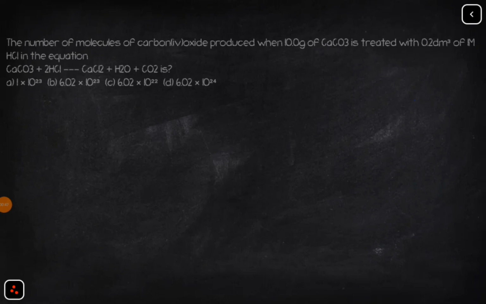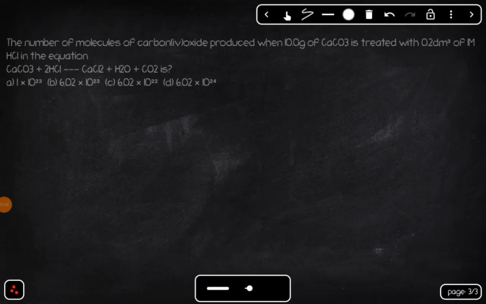The question says: the number of molecules of carbon dioxide produced when 10 grams of CaCO3 is treated with 0.2 dm cubed of 1 molar HCl in the equation is what? They give us the equation there. Now, what are the elements we are going to focus on? The first element they ask us to focus on, since we are looking for the molecules, is carbon dioxide. So we focus our attention on carbon dioxide first, and then on CaCO3, because they give us the mass of CaCO3, that's 10 grams of calcium carbonate.